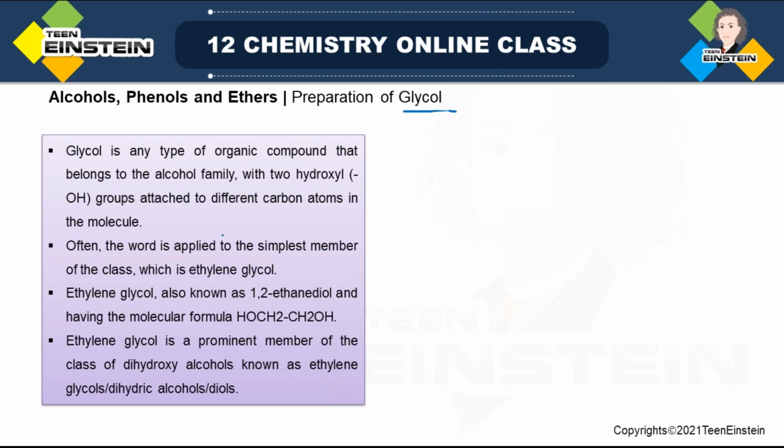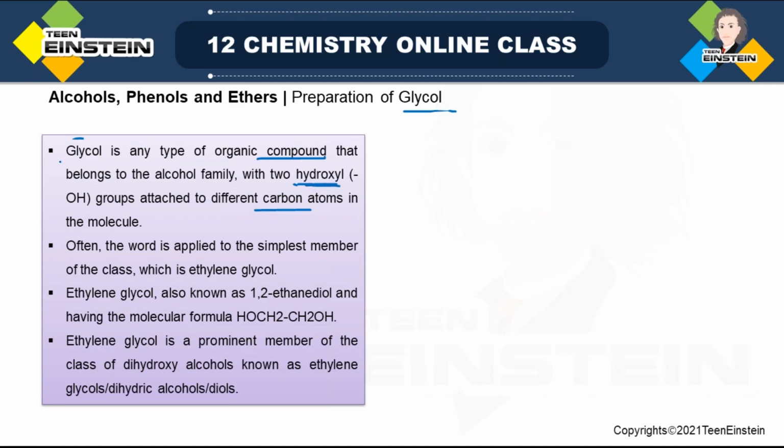So first we'll see what is glycol. It is any type of organic compound that belongs to the alcohol family, obviously, but with two hydroxyl groups attached to different carbons, not the same carbon. If it is the same carbon, properties will be completely different. But it is two adjacent carbons, not always necessarily, but not the same carbon.